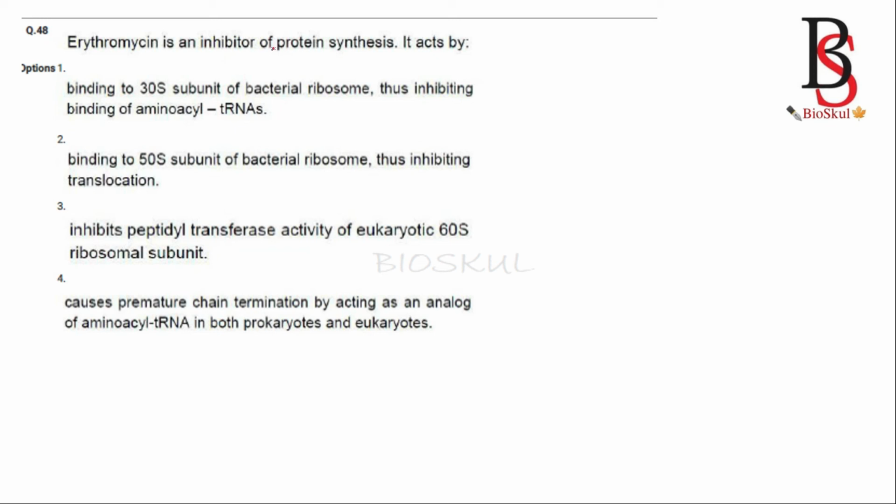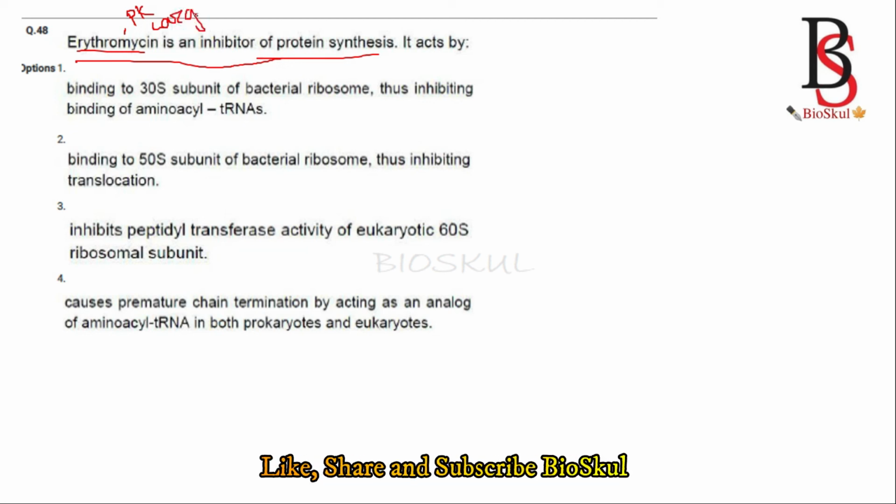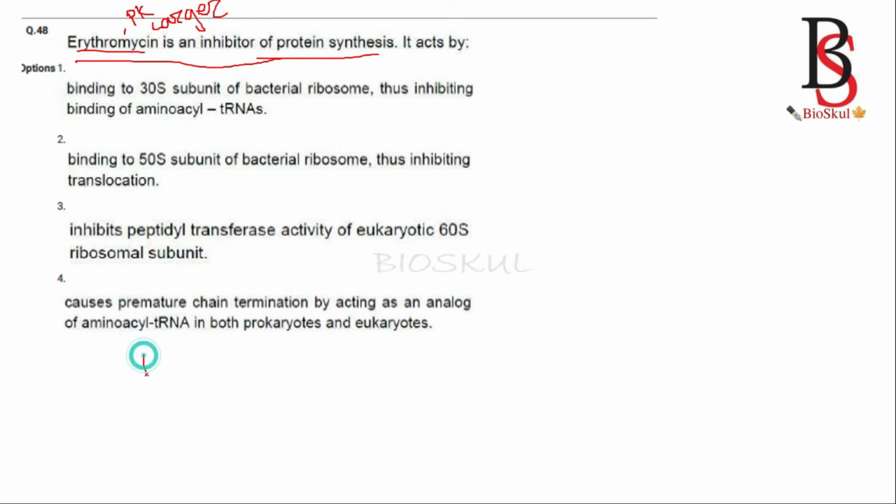Erythromycin is an inhibitor of protein synthesis. It acts in prokaryotes. It is the inhibitor of protein synthesis in prokaryotes, and it binds to the larger subunit. By binding to the larger subunit, it inhibits the elongation of protein synthesis.